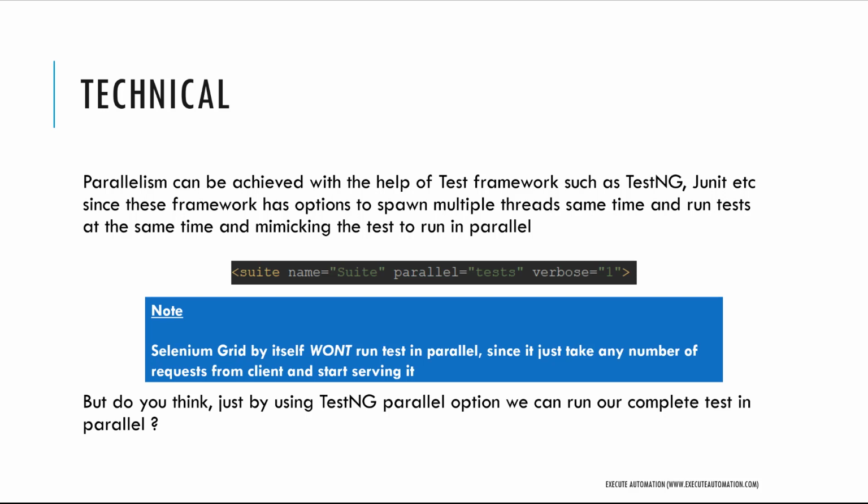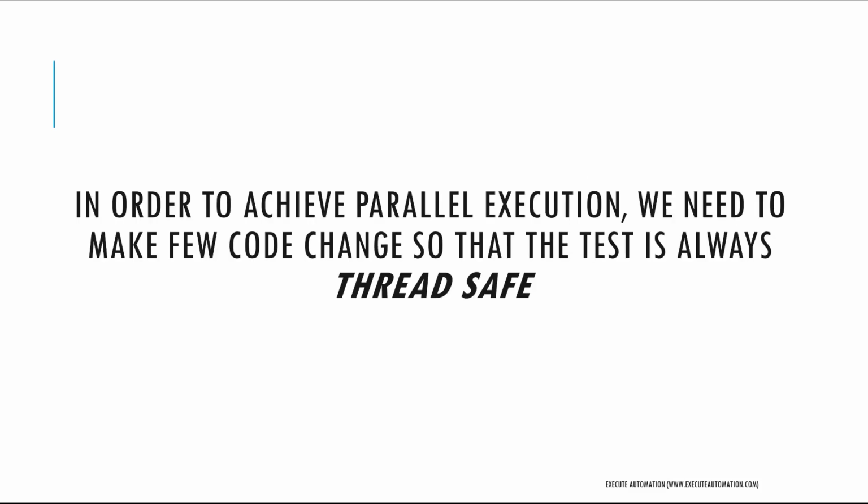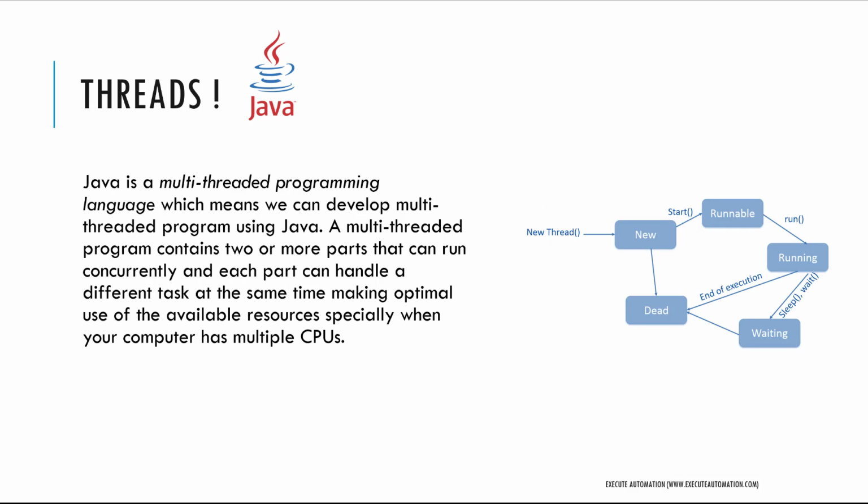But do you think just by using the TestNG parallel option we can run our complete test in parallel? Well, the answer is no. In order to achieve parallel execution, we need to make a few code changes so that the test is always going to be thread safe. Again, Java is a multi-threaded programming language, which means we can develop multi-threaded programs using Java, and we can run our test to handle these kinds of threads and start working with it.